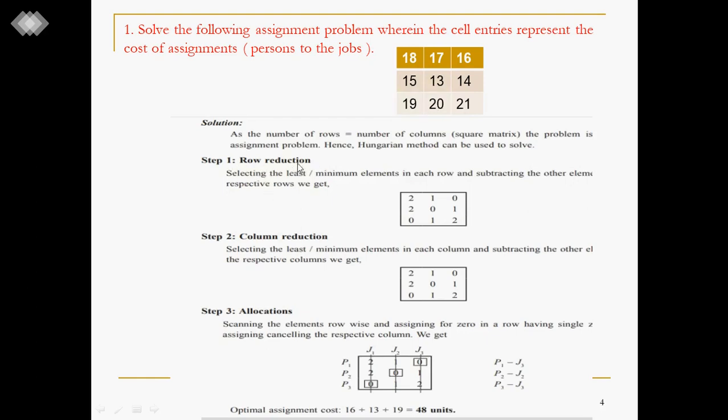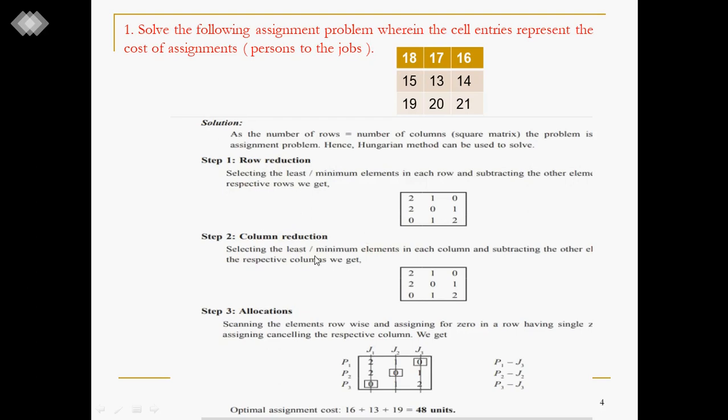Now the procedure is very simple. First thing is you have to go for row reduction. What is row reduction? In each row, you select the least element and subtract it from all other elements of that row. That is called row reduction. For example, if you take the first row, 16 is the least element. So 18 minus 16, 17 minus 16, 16 minus 16. Like this, you have to perform it for all the rows. That becomes row reduction, or step 1.